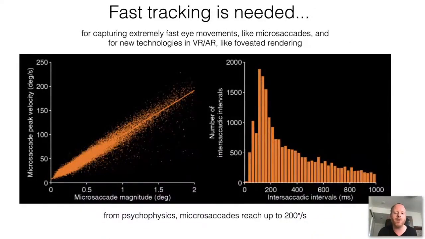But how fast does the human eye actually move? Well, it does move quite fast. Microsaccades reach up to 200 degrees per second. So the most subtle eye movements are actually pretty fast, and going up to 200, 300, 500 hertz makes perfect sense. Up to 1,000 hertz, you probably don't need a lot more than 1,000 hertz to capture most of the microsaccades. But if you want to get all these details, then you need to have a fast system.